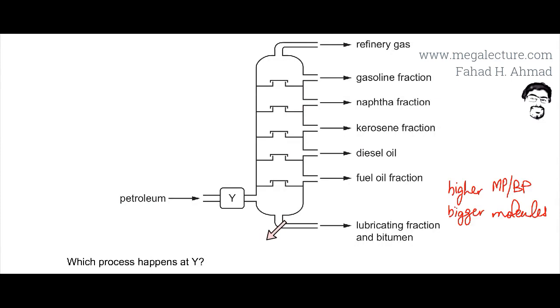So, petroleum vapor is passed through this chamber, and as it cools, the higher melting and boiling point, bigger molecules condense first. So, you obtain these bigger molecules first, and smaller molecules, because they have lower melting and boiling points, condense later. So, you get all these fractions.